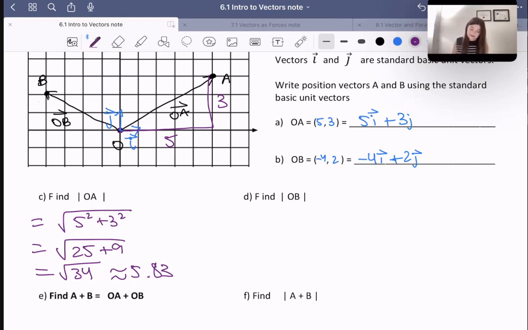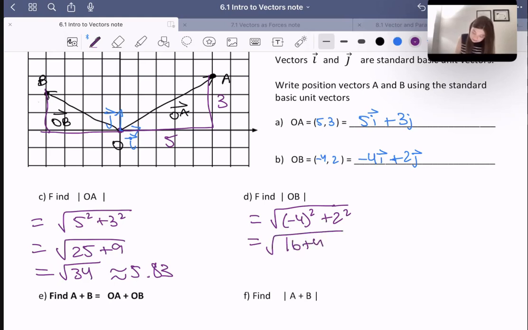Now they're asking us to find the distance for OB. It's going to be the exact same, except here we have negative 4 and 2. So this is going to be equal to the square root of negative 4 squared plus 2 squared. That's root 16 plus 4, which is root 20, which is about 4.47. So this was a little bit shorter, which we expected, since it looks a bit shorter, so that's about right. There's our magnitude for both of them. Just a reminder, use Pythagoras' theorem and we'll be good.